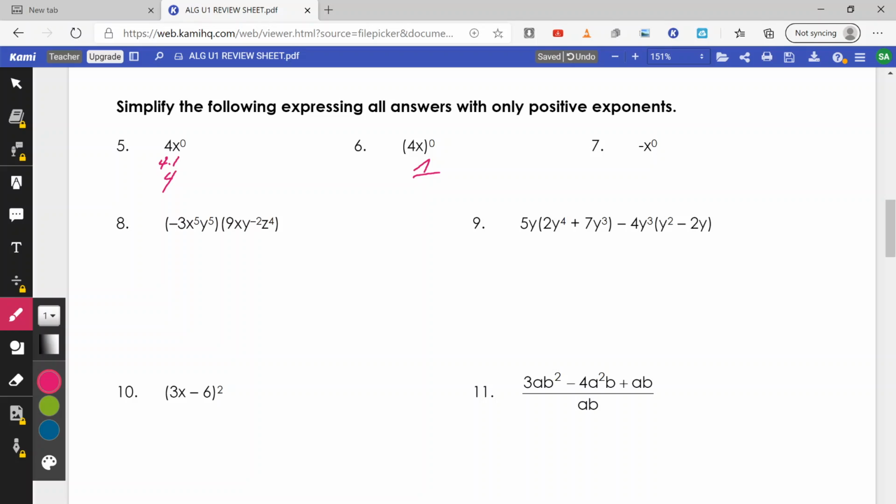Negative x to the 0 in number 7, we see that is the negative value of x to the 0. So x to the 0 is really 1, so we have negative 1. Number 8, we can only multiply like terms, so negative 3 times 9 gives me negative 27.